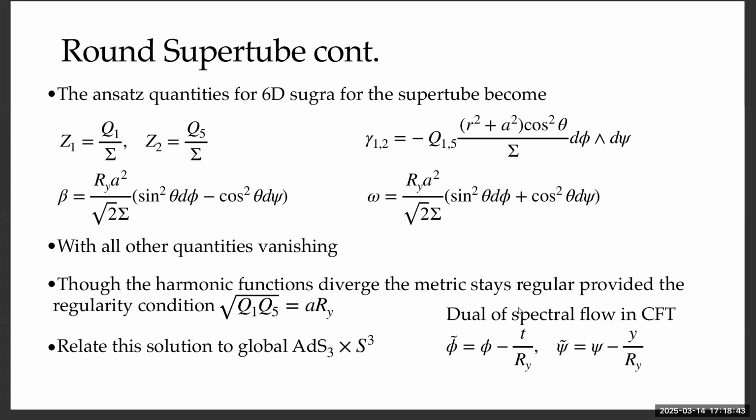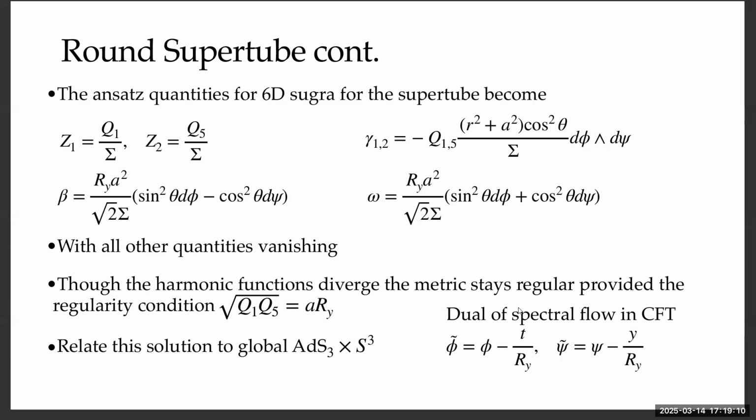This beta, which I was mentioning, sort of represents a monopole. This omega represents your angular momentum. And this gamma 1 and 2 is part of the fluxes that you have. And so this sigma is R squared plus A squared times cosine squared. A squared tells you about the size of the geometry of this super tube in space-time.